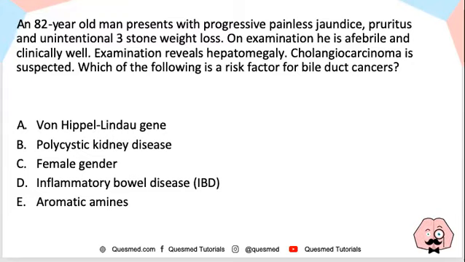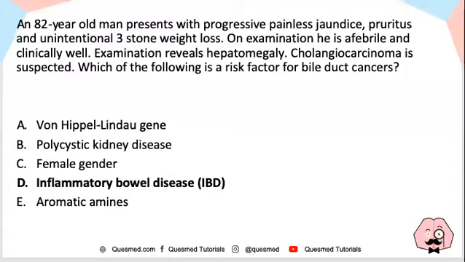Okay, and the correct answer for this is inflammatory bowel disease, which again most people got. So inflammatory bowel disease is associated with an increased risk of cholangiocarcinoma, particularly if the patient also has primary sclerosing cholangitis. Von Hippel-Lindau gene is a gene implicated in clear cell renal carcinomas. And polycystic liver disease is a risk factor, but polycystic renal disease is not.